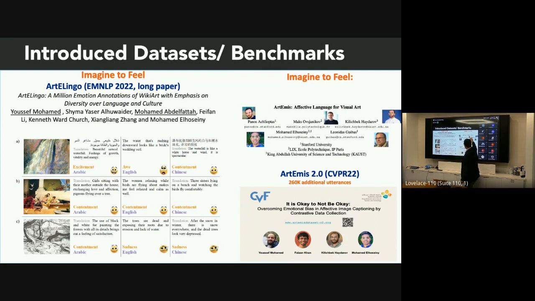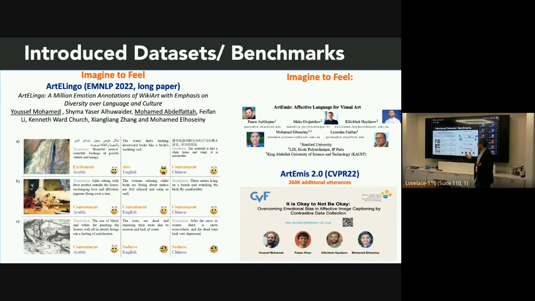So we have Artemis 1 at CVPR 21, and Artemis 2 at CVPR 2022, and then at EMNLP 2022 we proposed ArtEmis-Lingo. This was mainly in English, and ArtEmis-Lingo proposes to collect a version of it in Arabic and Chinese in order to understand how people may feel differently to the visual stimuli, because based on our background and cultures, the way we relate to images and feel about them can be different.